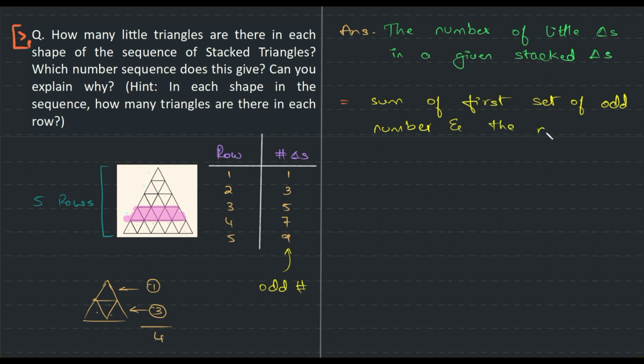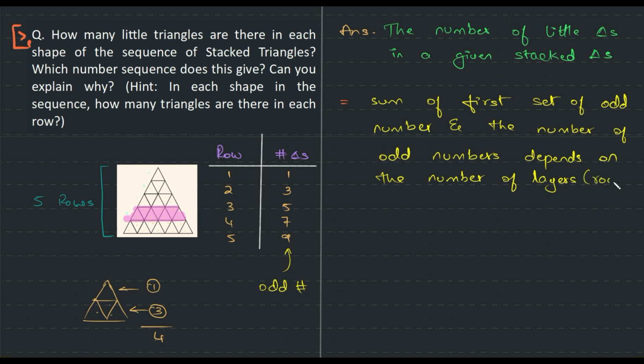And the number of odd numbers depends on the number of layers, or you can describe it as rows, of the larger triangle. So this is how we are able to define all of this. Does it make sense?